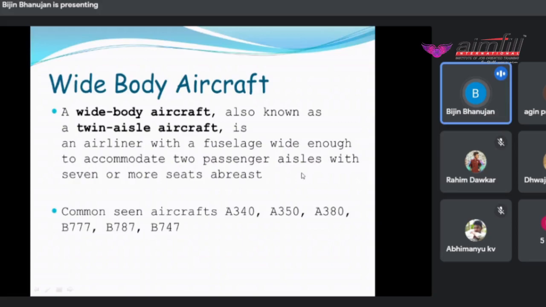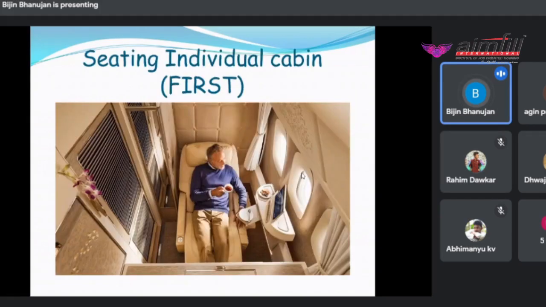First class, this is actually the Emirates first class for an Airbus 380. It's an individual cabin allotted for a single passenger, and maximum for Airbus 380 we will be having about 16 first class, and in the case of 777, you will have only 8 first class. So the individual cabin will have a full stretched seat that can be used as a bed also. We'll have a TV and a tab.